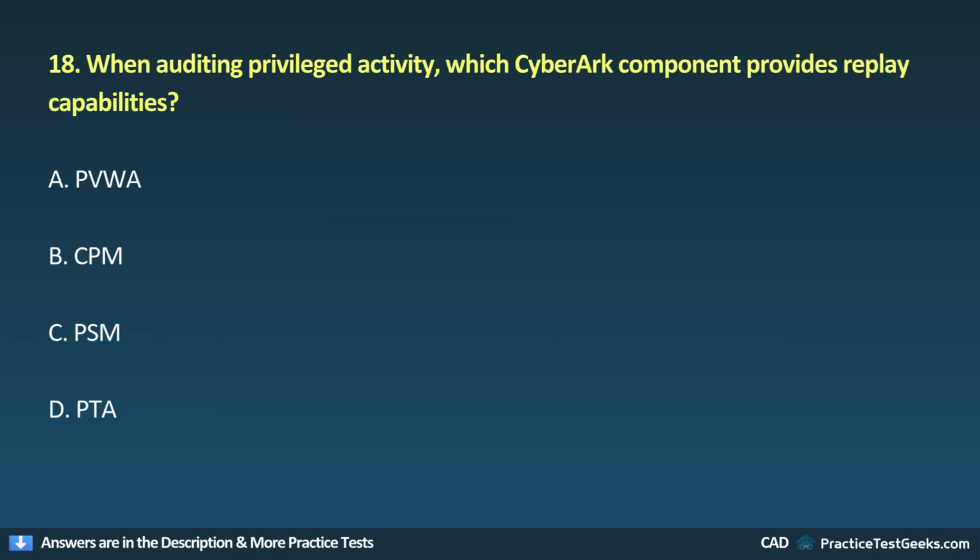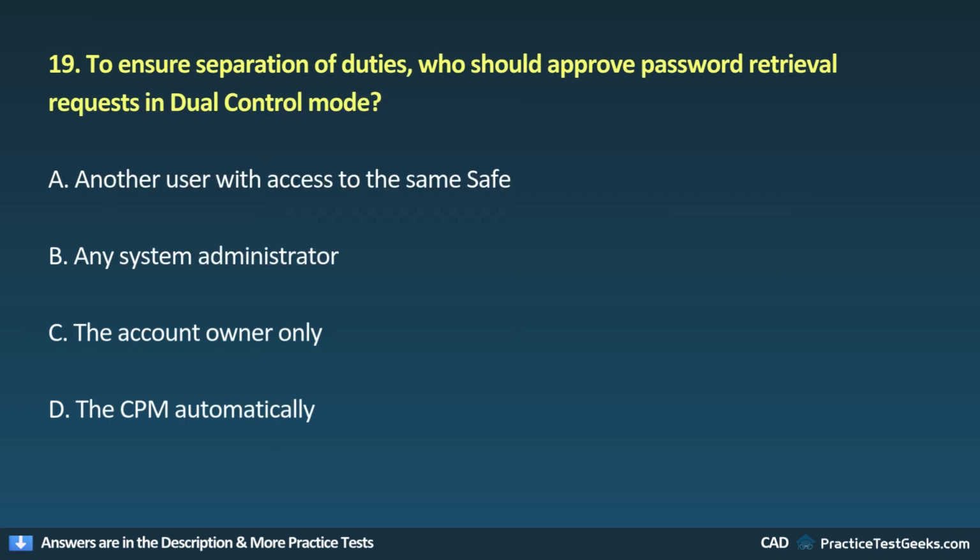18. When auditing privileged activity, which CyberArk component provides replay capabilities? A, B, C, D. 19. To ensure separation of duties, who should approve password retrieval requests in dual control mode? A. Another user with access to the same safe. B. Any system administrator. C. The account owner only.